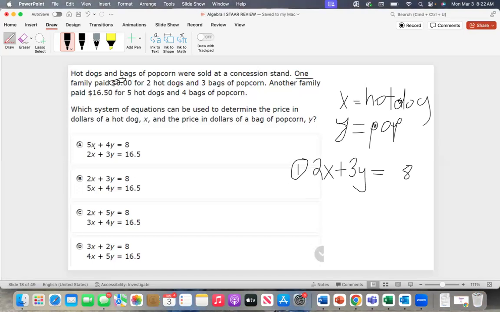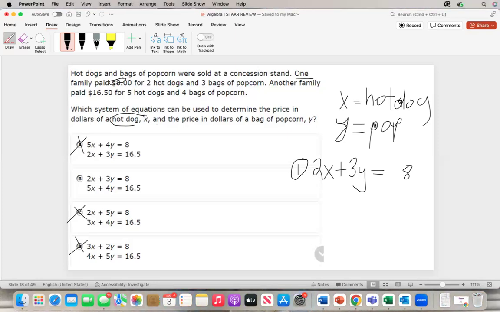Let's look at A. 5x plus 4y equals 8. We can eliminate A. 2x plus 3y equals 8 looks good. 2x plus 5y equals 8. Nope. 3x plus 2y equals 8. No. It's super important that we know what is x. And x are hot dogs. So that's how they're writing it in the answer choices. X is hot dogs. So our answer here is answer choice B.